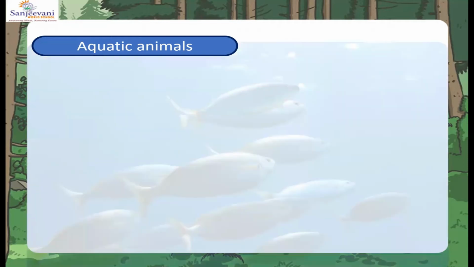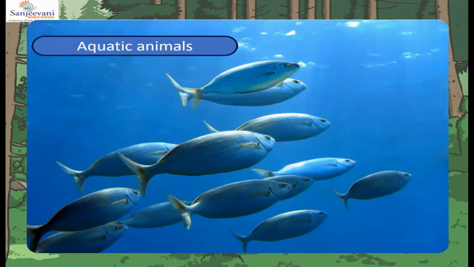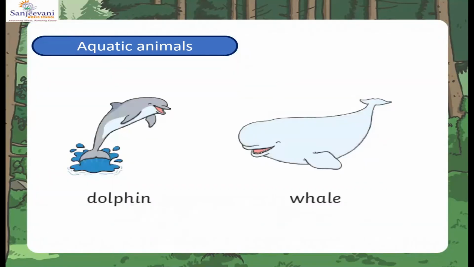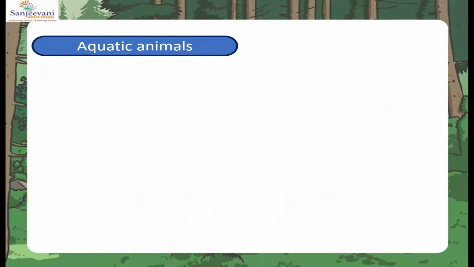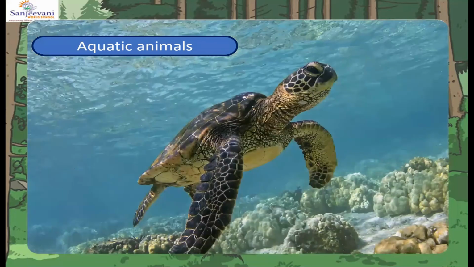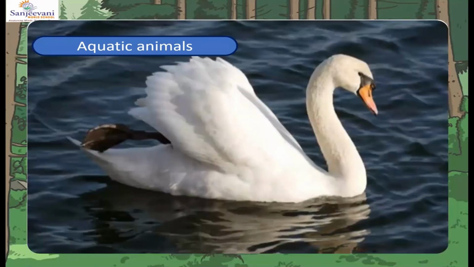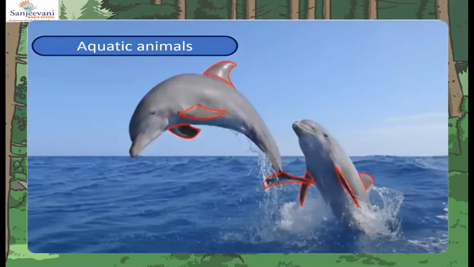Other aquatic animals, such as dolphins and whales, do not have gills to breathe in water. They come up to the surface of water and breathe through their lungs. Turtles have paddle-like feet, and ducks have webbed feet to swim easily in water. Fish have fins that help them to swim.